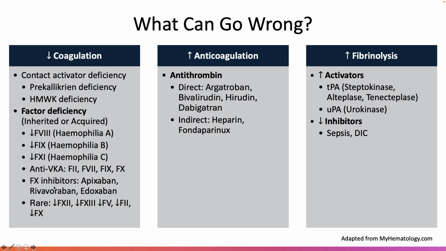vitamin K antagonist, which is warfarin, that inhibits the vitamin K dependent clotting factors. You also have factor 10 inhibitors, for example, apixaban, rivaroxaban, edoxaban. They generally inhibit factor 10 as well. So that can predispose the patient to bleeding because of the reduced activation of the coagulation.